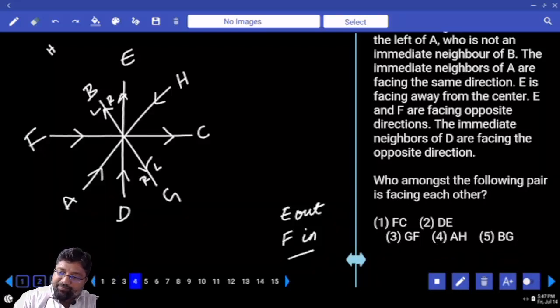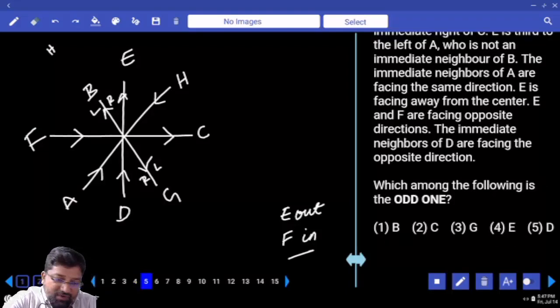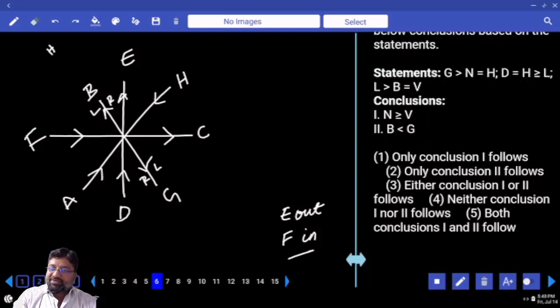Who amongst the following pair is facing each other? Out of these 8 people, I can see only 2 people are facing each other. Who are those 2 people? A and H. Which among the following is the odd one? 100% guarantee it will be based on inside or outside. B, C and G. B is facing out, C is facing out, G is also facing out, E is also facing out. What about the inside? Option number 5, D is my answer.